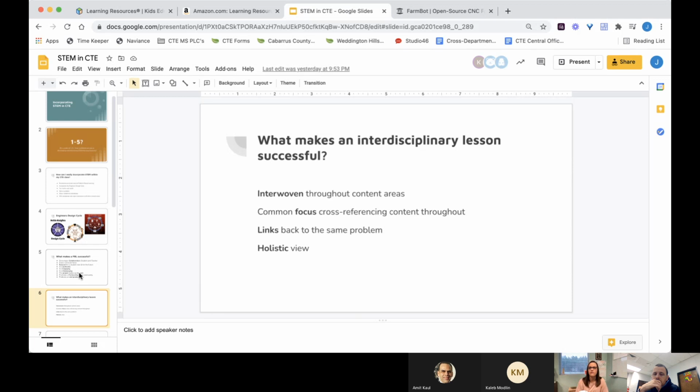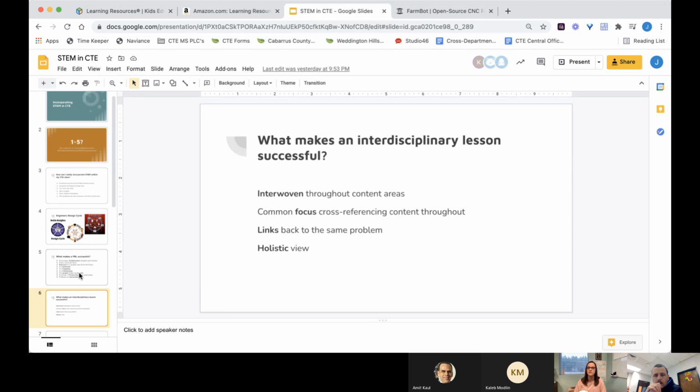You always want to have that common focus that cross-references throughout the content. We'll talk a little bit about that later. A lot of times it may be the essential question that you have together, and sometimes it's a more general topic. It's going to link back to the same problem. So at the very beginning, you may say, here's our problem, or here's our essential question, and here's how we're going to help fix that in my class. Then you take what you're teaching them and go back to the problem and the same question that everybody else is going back to, and they're doing their part as well. And doing an interdisciplinary lesson gives that holistic view.